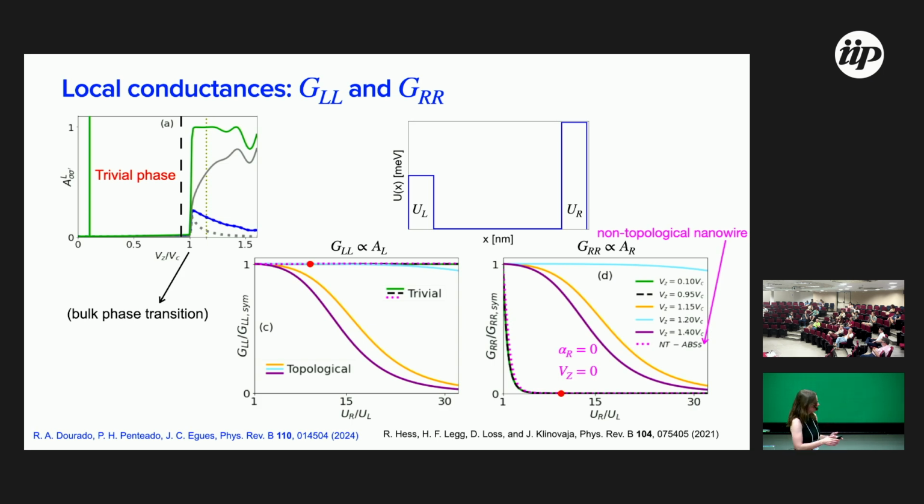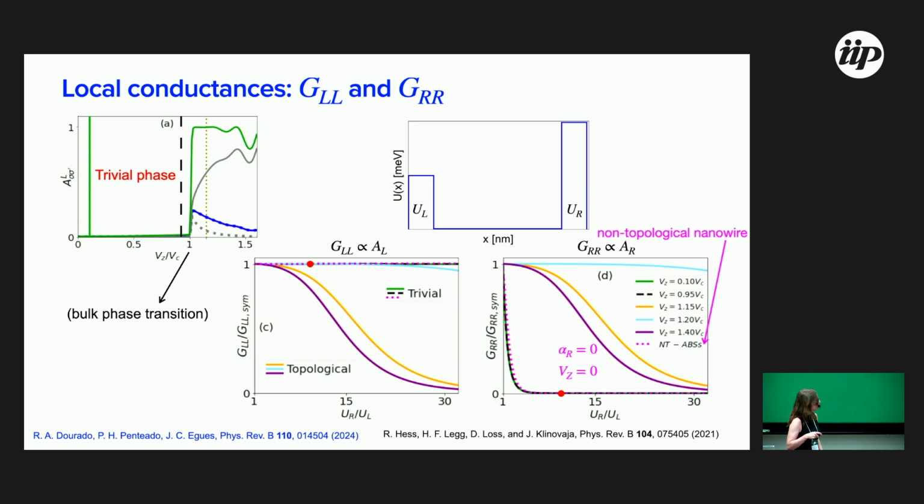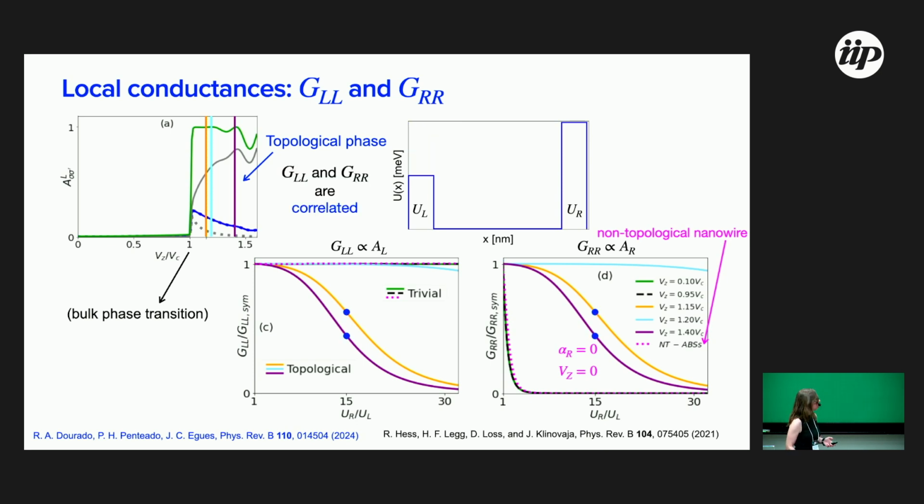So you see that I'm now lowering the barrier here, and the conductance on the left side is going like a constant. And then on the other side, because you are raising the barrier, the conductance goes to 0, as we would expect. But then in the topological phase, when I do the same kind of thing, like raise the barrier on the right side, what I see is that they are correlated. They have the same behavior on the left and on the right side.